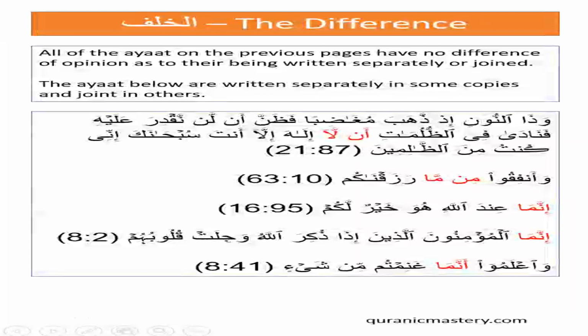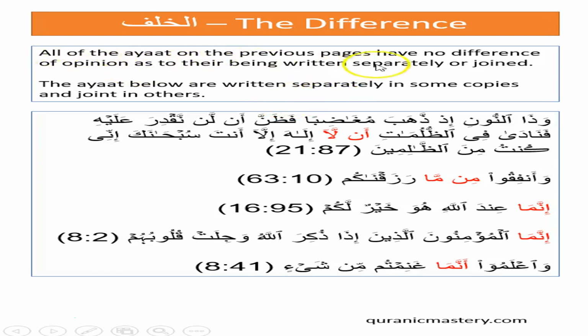Alhamdulillahi wa kafa wa salatu wa salam ala rasulillah. Let's now look at in this video the al-Khulf. So al-Khulf means the difference. Al-Khulf is with the Dhamma on the Kha. And this is the differences of opinion between the writings of some copies of the Quran.